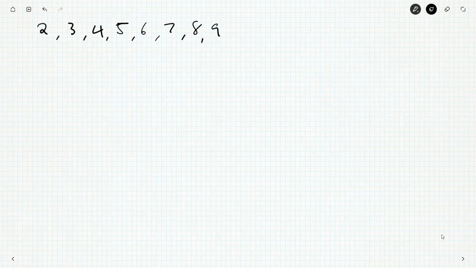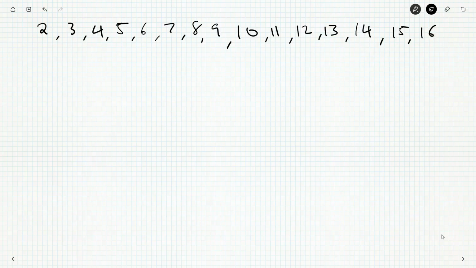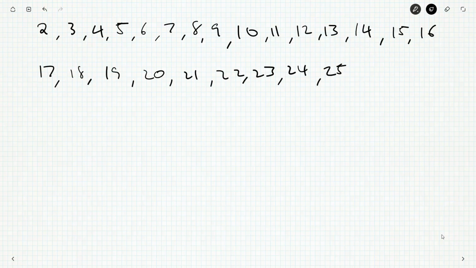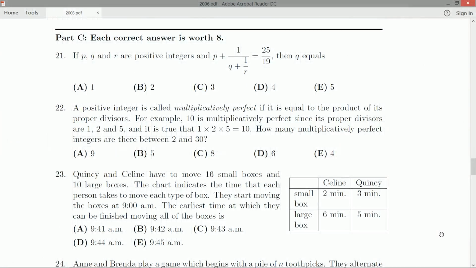Between 2 and 30, how many of these? I'm listing them out just because it's a very short list. But how many of these are just a product of 2 primes or a power of 3 of a prime? It's 18, 19, 20, 21, 22, 24, and it was up to 30, right? Yeah.